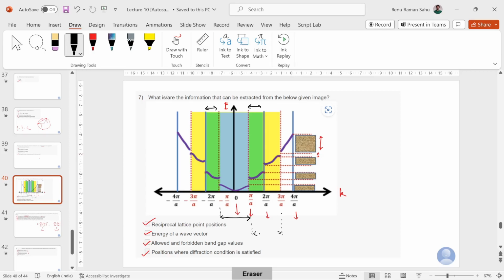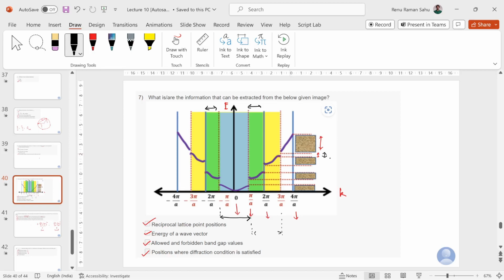So now A, B, and C are our Brillouin zones, right? First, second, and third Brillouin zones. Yeah, that is true. And D, those brown square boxes, that is called forbidden bands. No, these are allowed bands. The forbidden band is this one, the gap between these two. In between. Ah, okay, then I made the mistake. Okay, that's the energy band.